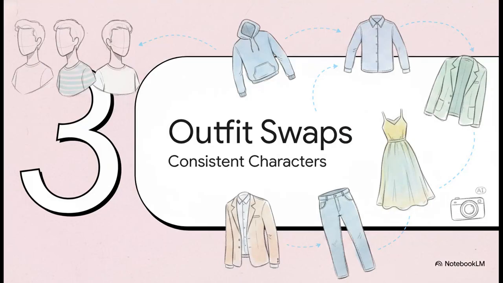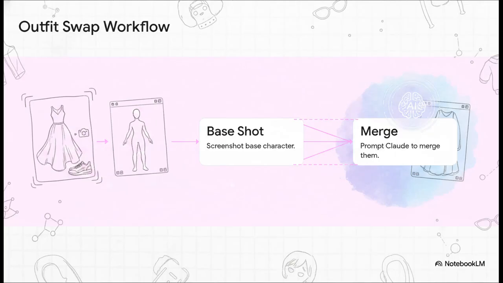Okay, let's roll right into section 3, perfecting consistent outfit swaps. So, you've got your base character looking incredible on that gray background, but obviously you'll inevitably need to change their clothes for different scenes, all while keeping their face perfectly consistent. This is where a super efficient Claude workflow comes in to save the day. Step 1, just grab a screenshot of the desired outfit. Step 2, grab a screenshot of your base character. Step 3, drop them both into Claude and prompt it to do the swap.